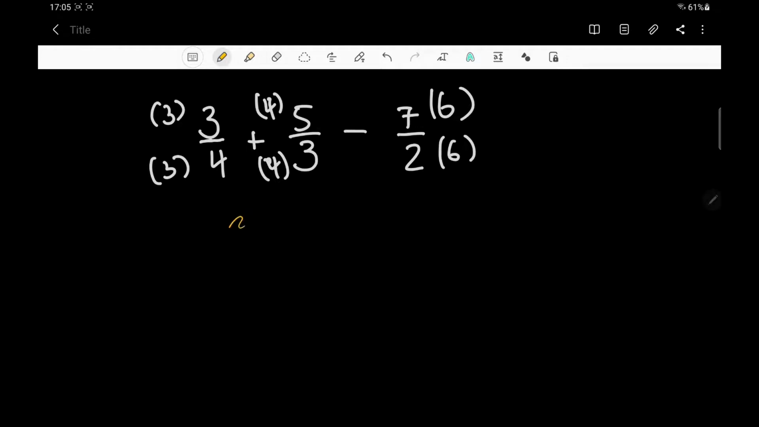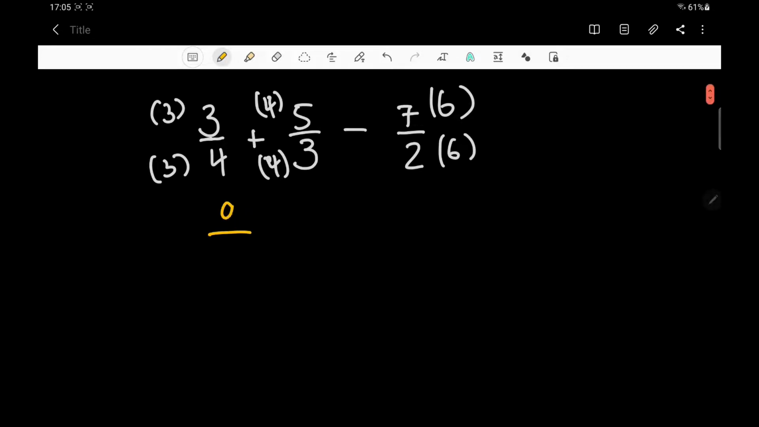So 3 times 3 is 9 and 3 times 4 is 12, plus 5 times 4 is 20 and 4 times 3 is 12, minus 7 times 6 is 42, and this is 12, and of course we have to put minus here.